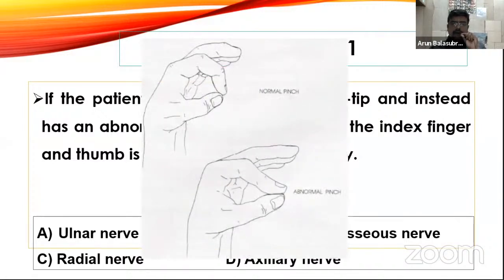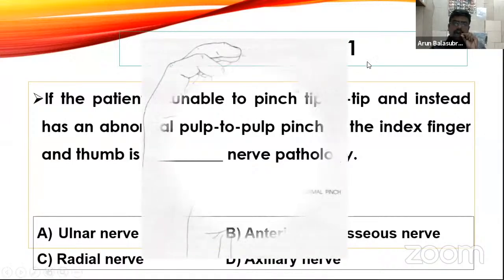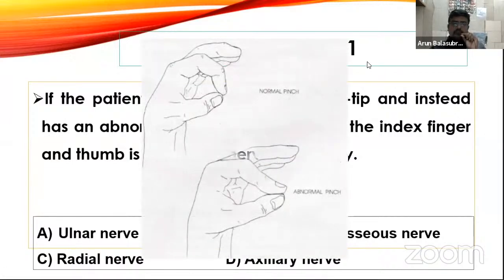So if the patient was not able to do tip to tip, whereas he is going for an abnormal pinch, is it an ulnar nerve injury, radial nerve injury, or anterior interosseous nerve injury, or axillary nerve? So what nerve is injured here?